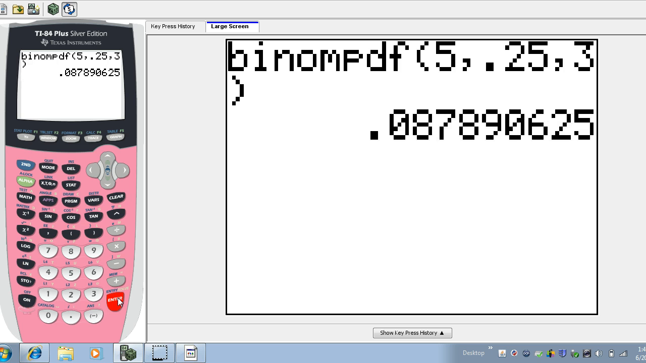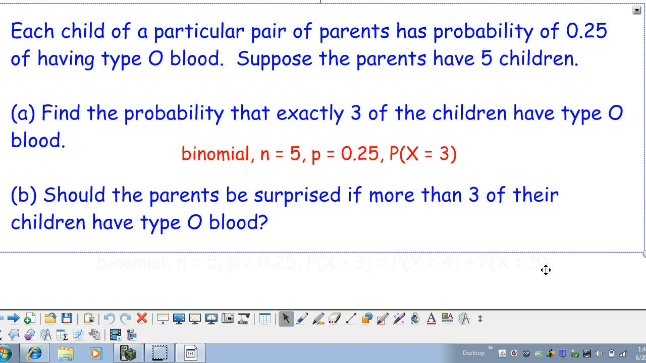It pastes it right in my home screen, and we can see that the probability of exactly 3 successes in 5 trials, when the probability of success is 0.25, is 0.0879. So let's take a look at part B here.